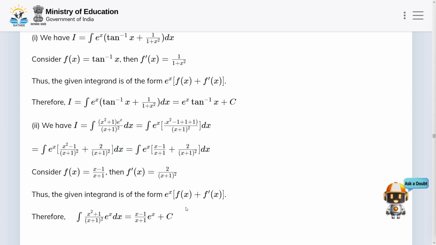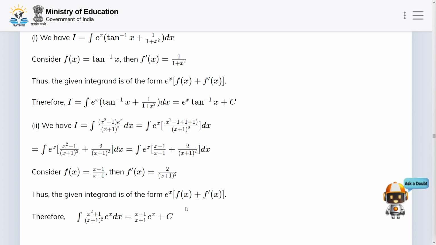Okay, so that's it for now. Okay, we will be back with NCERT exercise 7.6 problems. Okay, which is based on what? Integration by parts concept, and this concept, the integrals of the form e^x multiplied by f(x) plus f'(x).